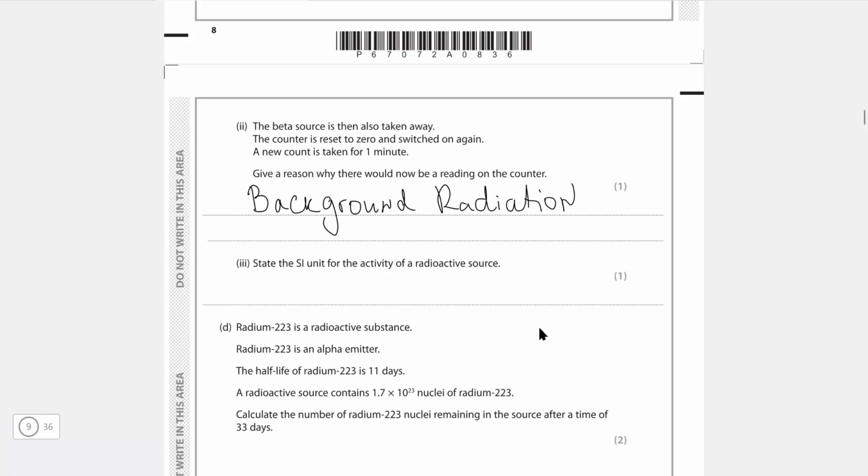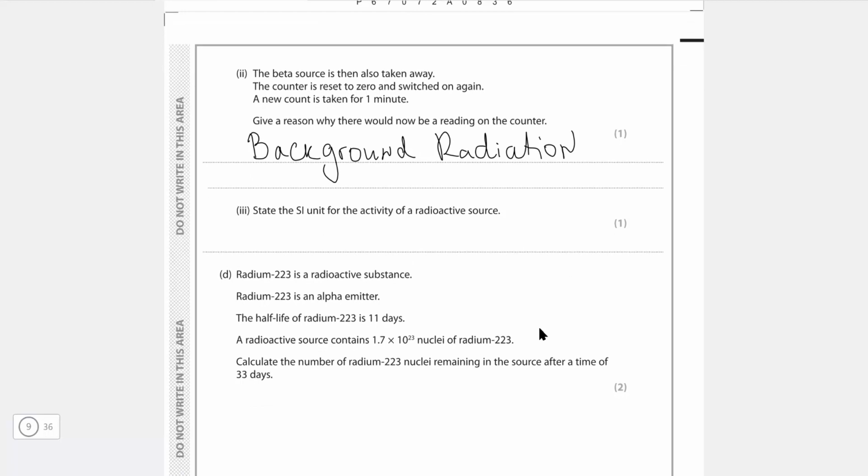State the SI unit for the activity of a radioactive source, and this is the becquerel, which is given the two symbols Bq. If you were to write this, it's spelled, I'm pretty sure, like this.